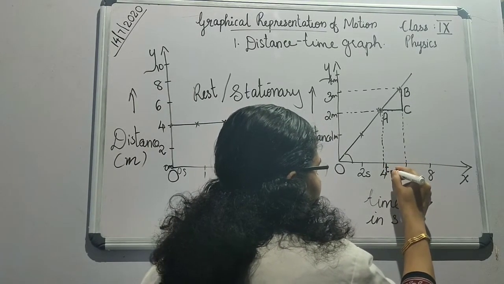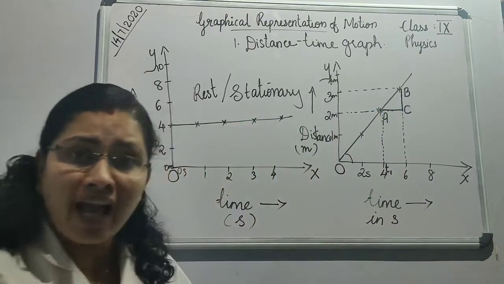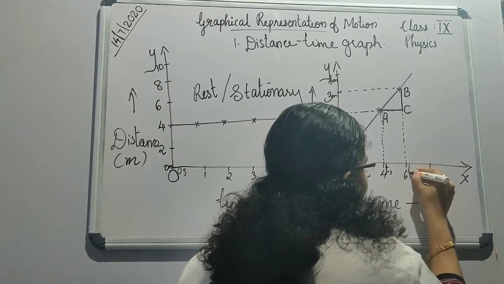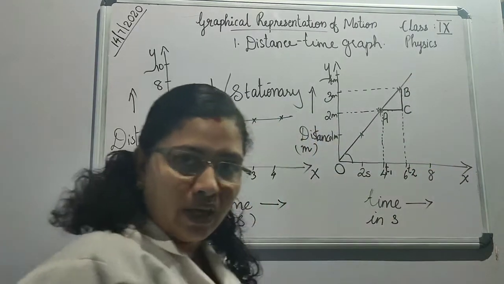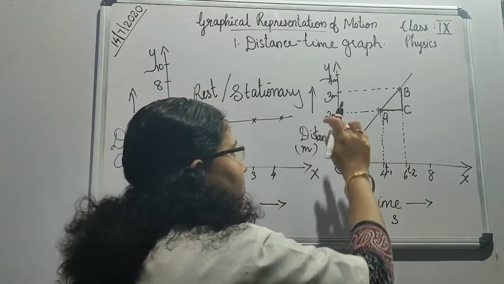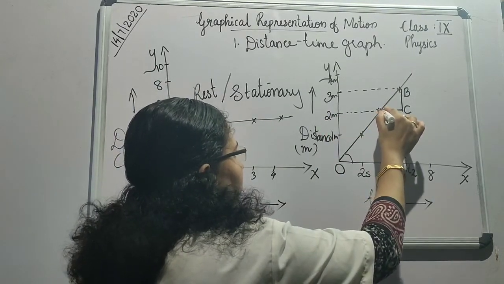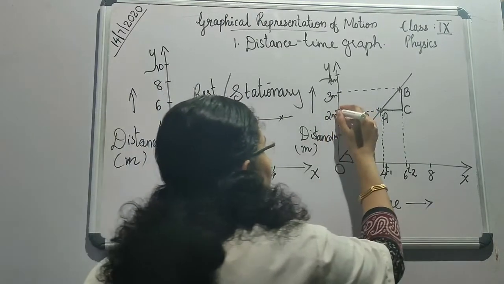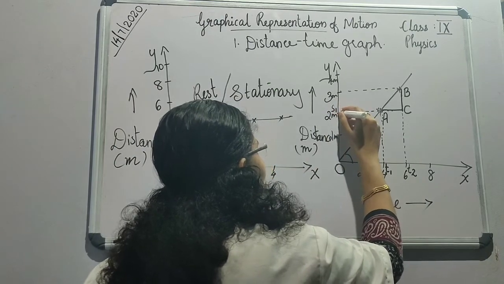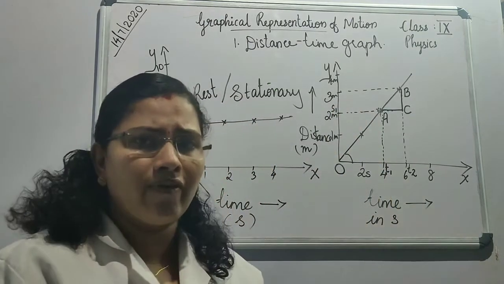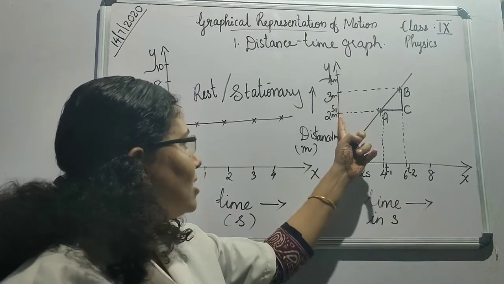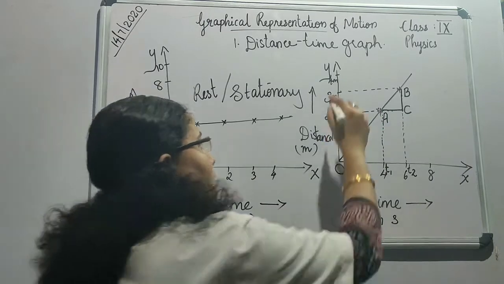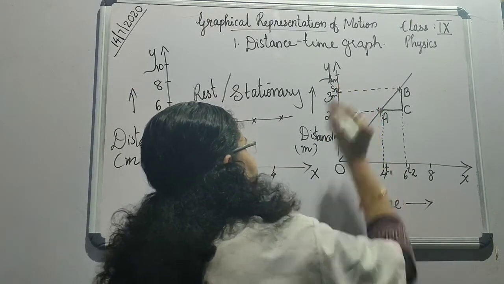And here I will be taking this time. That means the object is at A when the time is T1. And the object is at B when the time is T2. Okay? And here the object has traveled a distance of S1, when S is normally we will be using for distance. So S1 is the distance when the object is at A, and S2 is the distance when the object is at B.